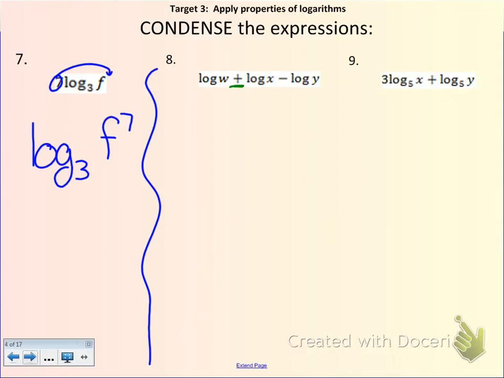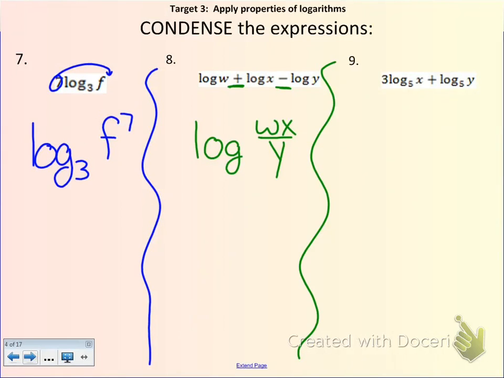We have an addition, so we're going to be multiplying some things. And we have a subtraction, so we're going to be dividing some things. So right away, I know we're going to be doing some subtraction, so I'm going to go ahead and set up log and then a fraction sign so I can keep track of what's on top, what's on bottom. Well, we're multiplying the w and the x, so those go on top. Here we're subtracting, so that means, again, dividing, so the y is on the bottom. And there's your answer.